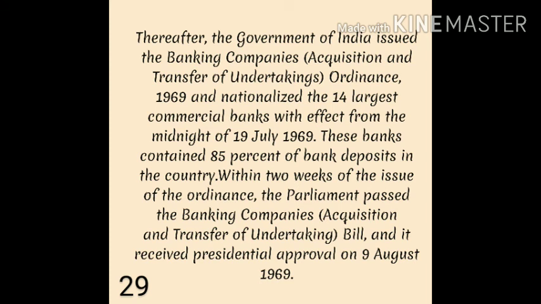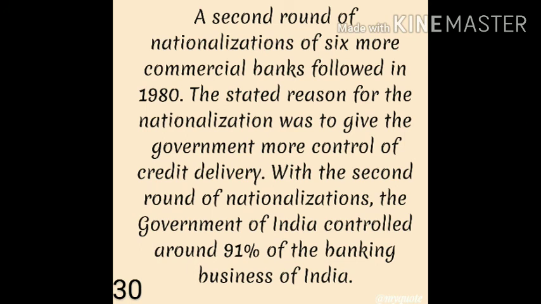Within 2 weeks of the issue of the ordinance, the Parliament passed the Banking Companies Acquisition and Transfer of Undertaking Bill, and it received presidential approval on 9th August 1969. A second round of nationalization of 6 more commercial banks followed in 1980.